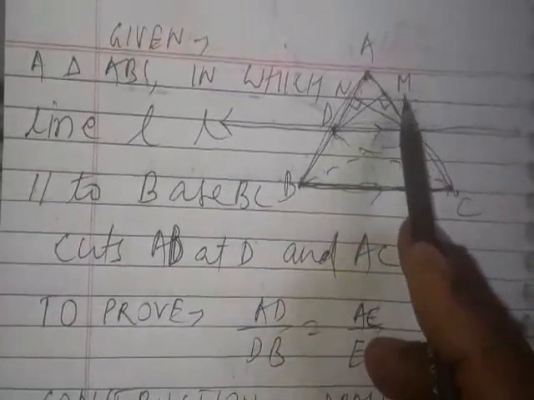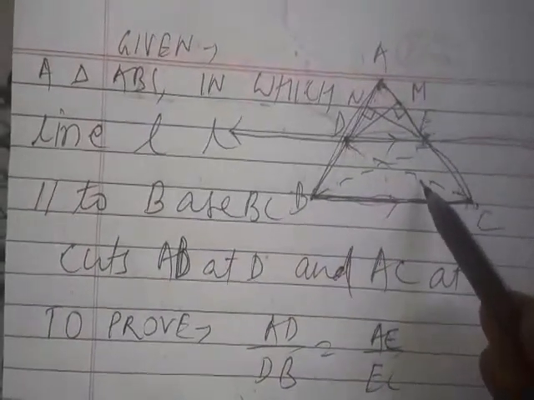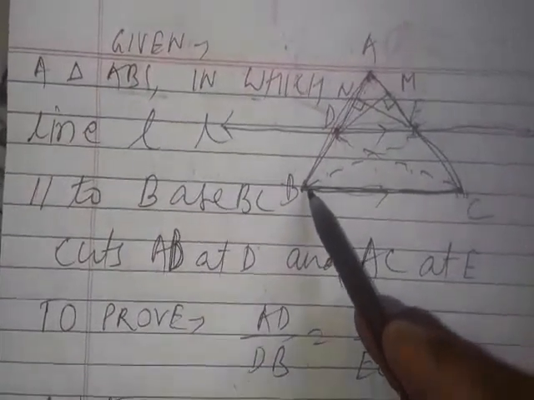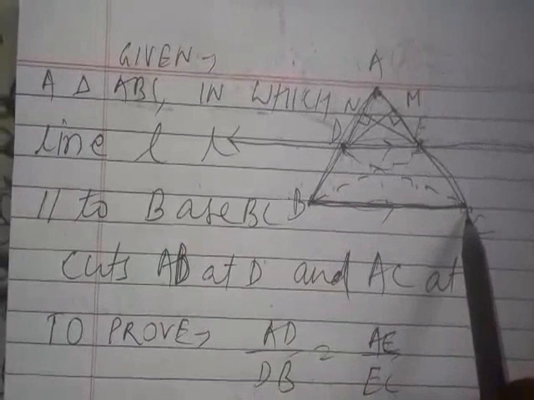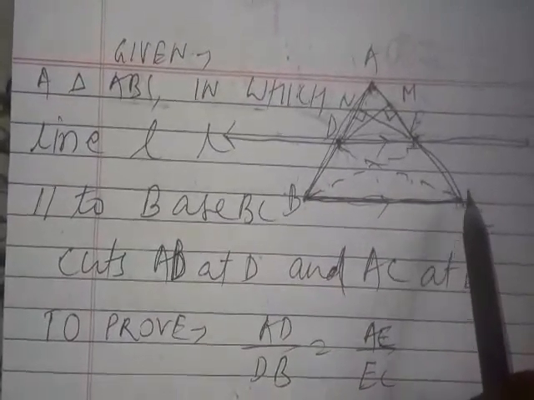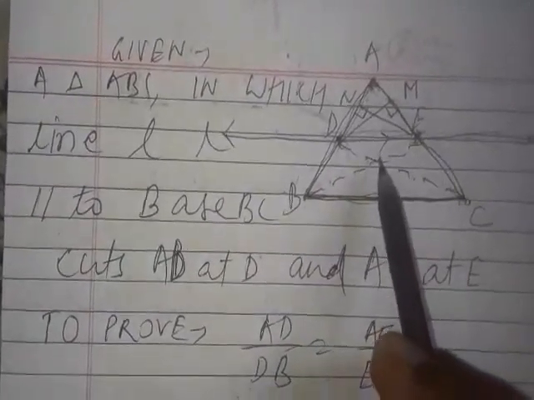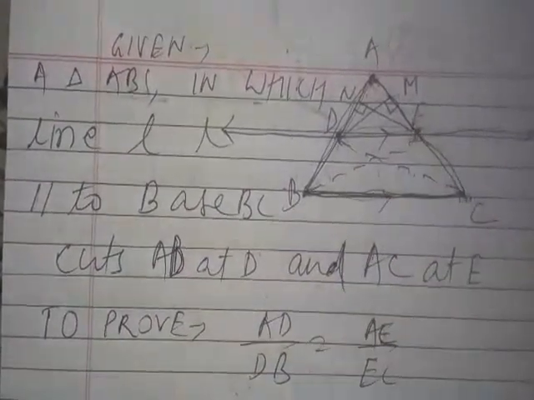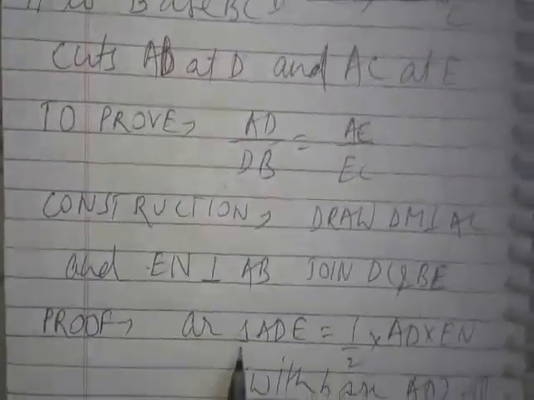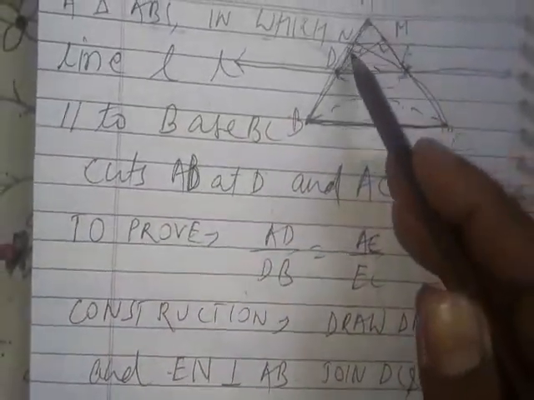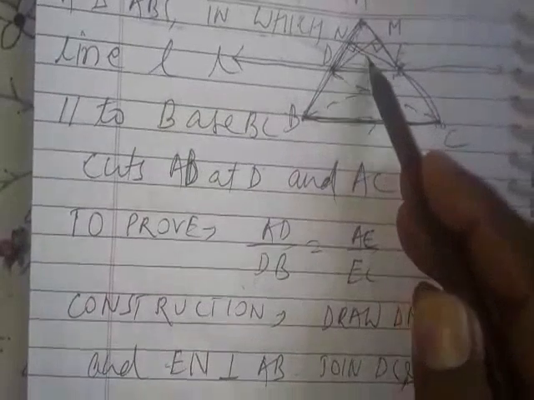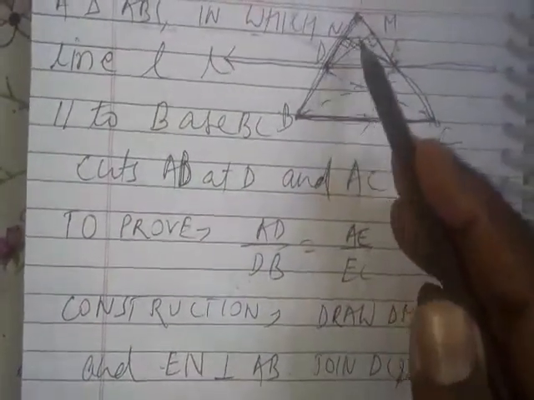And we have done one more thing. We have joined B to E and D to C. Now we will start our proof. We see that the area of triangle ADE can be written as half AD into EN. AD is the base and EN is the corresponding altitude.